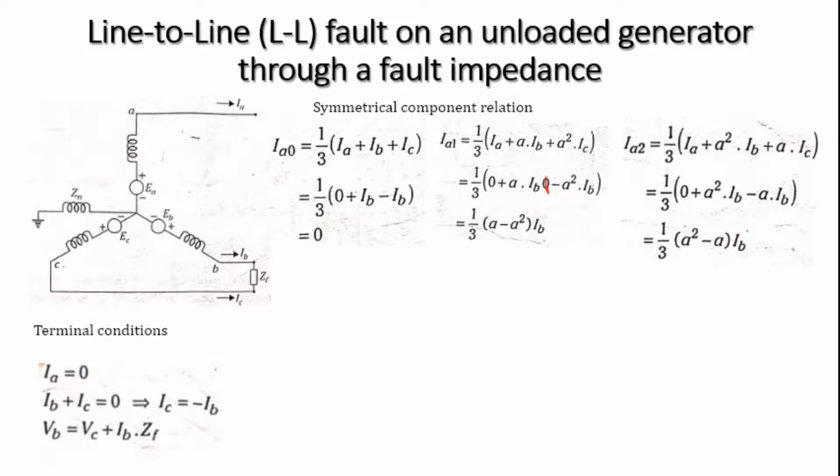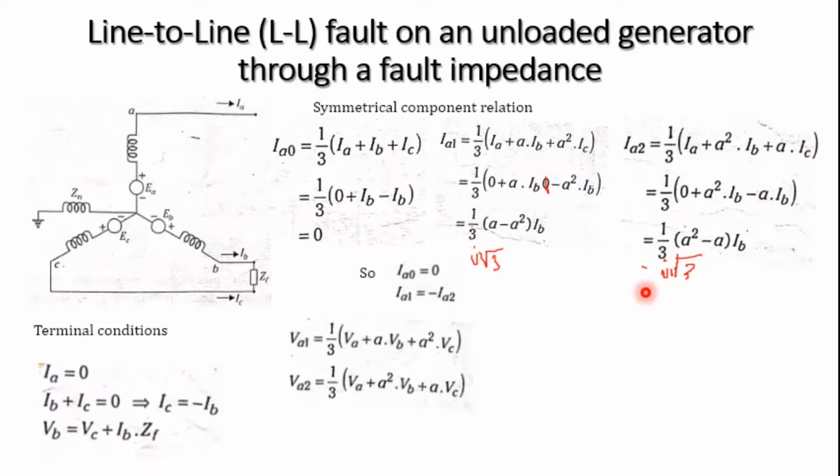So already we know that this is nothing but it is J root 3. So this is a plus J root 3, so this becomes minus J root 3 we will get. Okay, one is positive, another one is negative. So what will happen? IA0 is equal to 0. So IA1 is equal to minus of IA2 because this is a plus, this is a minus sign.